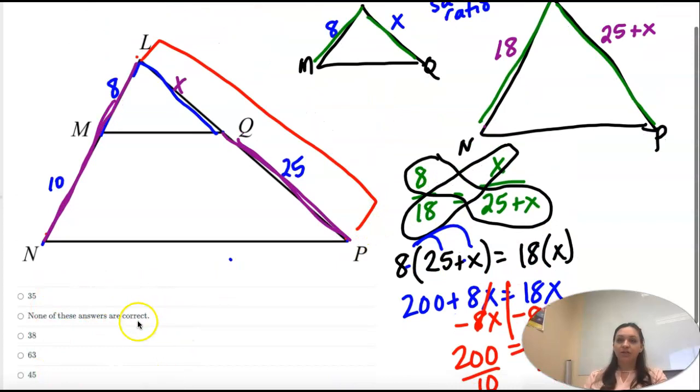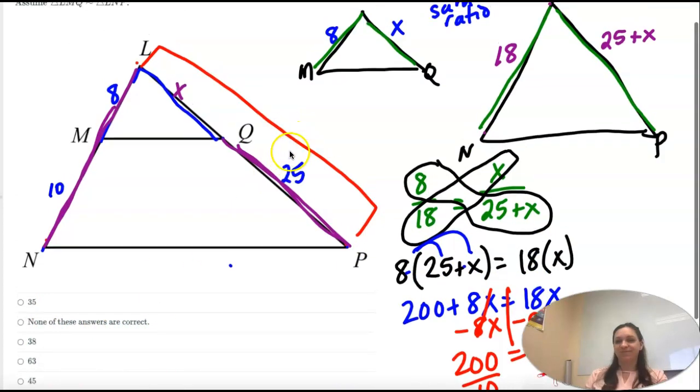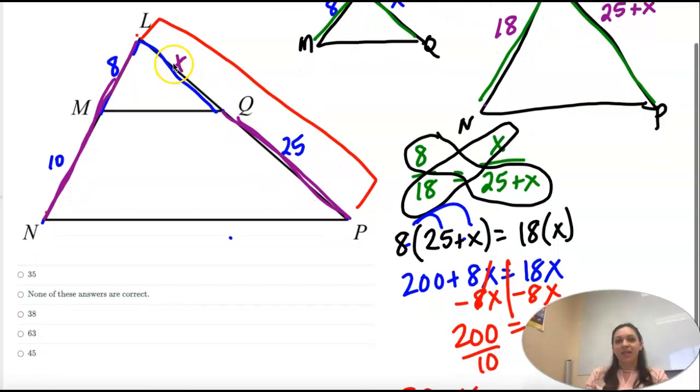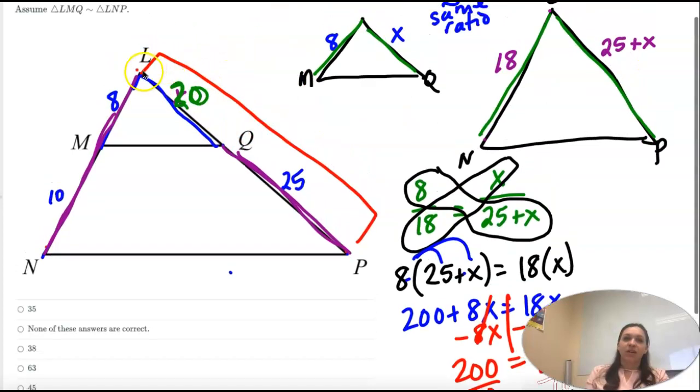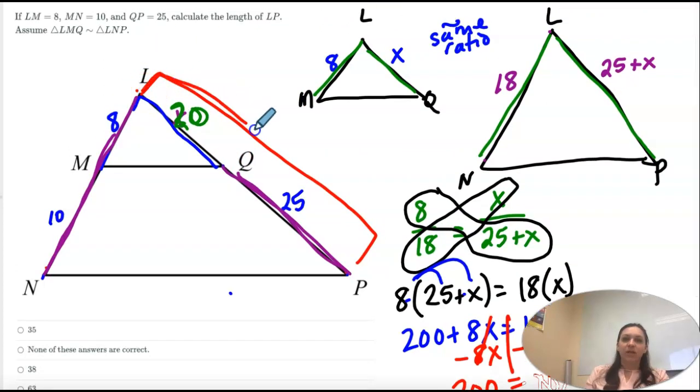That's not any of our answers. It's because we found this. This is 20. We found this small side. So if we want to find all the way from L to P, we would take 20 plus 25, which is 45.